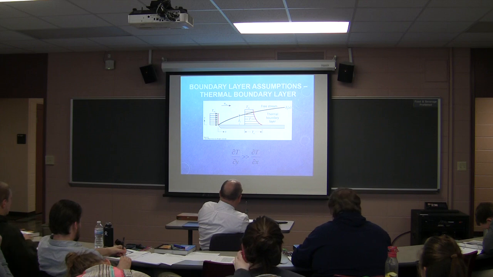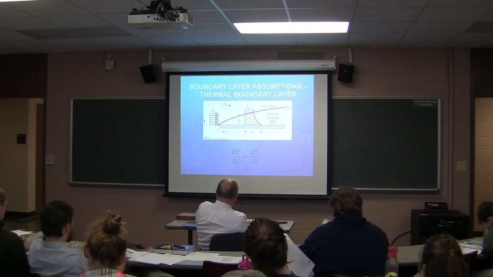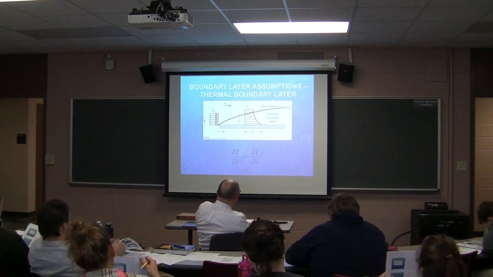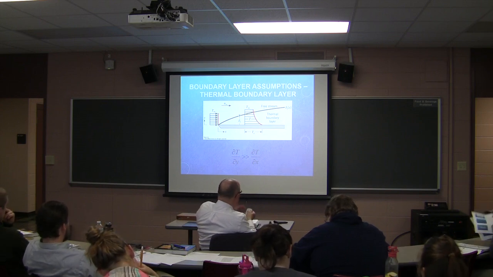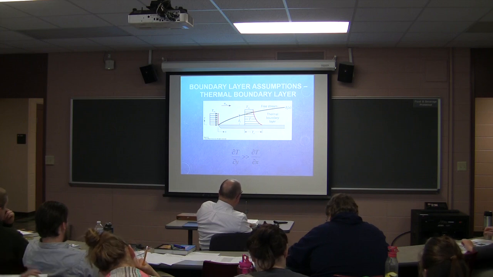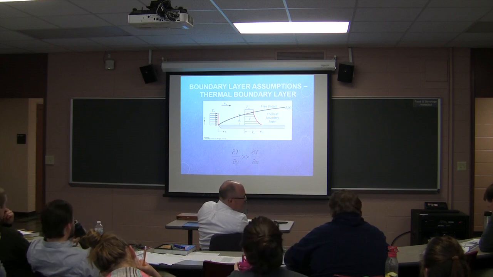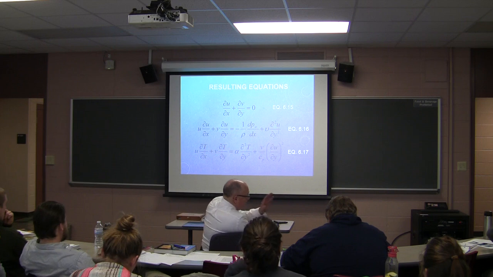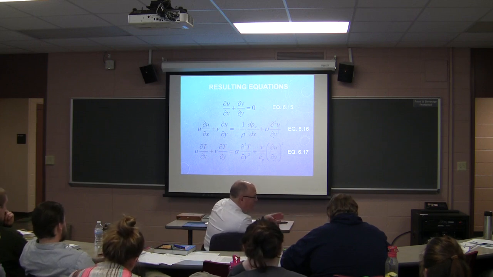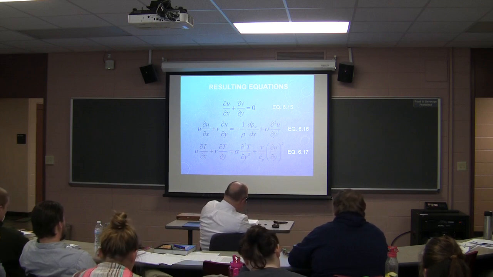All right. Now, let's take a look at the thermal boundary layer. This, of course, should look familiar to you as well. We have our temperature profile. Here's our thermal boundary layer. And the one boundary layer assumption associated with the thermal boundary layer is this, and that is that the temperature change is much greater in the y direction in the boundary layer than as you move down the boundary layer.